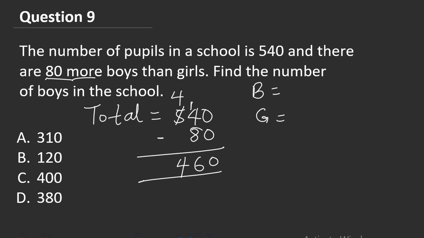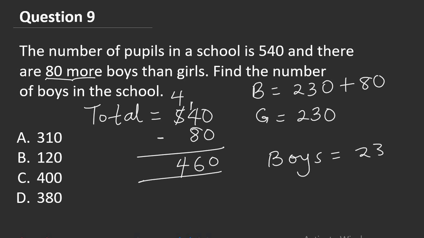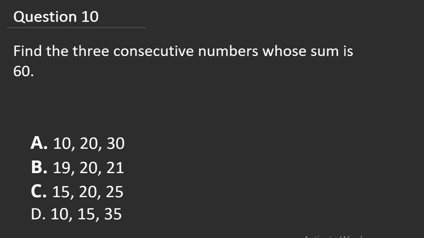Now, without the more, the boys and the girls will have equal numbers. The boys will be, divide 460 equally. It will be 230 boys and 230 girls. But since the boys are 80 more, which we removed before we started, you add the 80 to the boys, and here we have our answer. Our answer will be 230 plus the more, which is 80. 0, 8 plus 2, 10, 1, carry 1. This is 3. 310 boys. The answer is A. Alright, this will be the last question for today, which is question number 10.